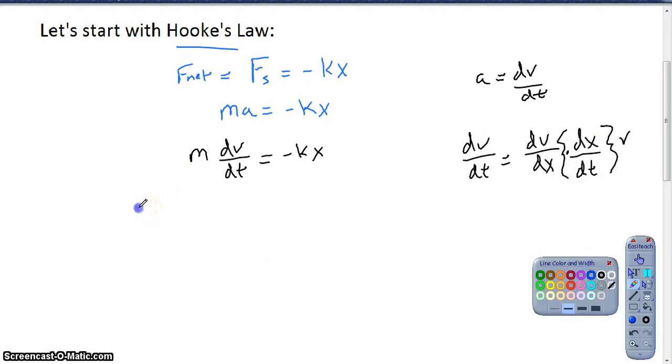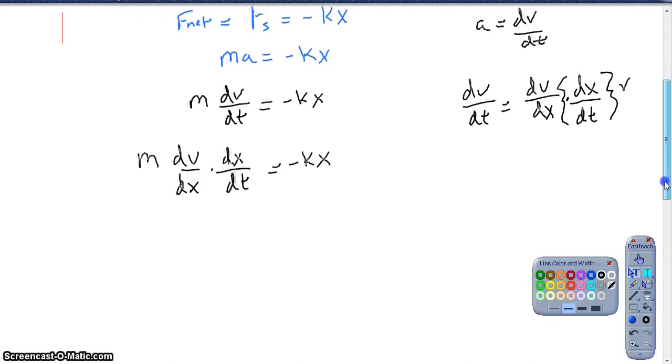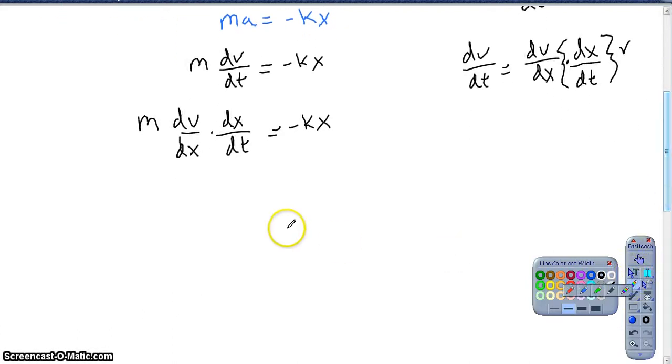But anyway, so then I have mass times dv over dx times dx over dt equals negative kx. And here it does get pretty interesting, right? I hope you guys are starting to get more comfortable with this, but it should be pretty cool when we actually do the integration for this. So again, this whole thing right here is just the velocity. So I've got mass times velocity times dv over dx equals negative kx.